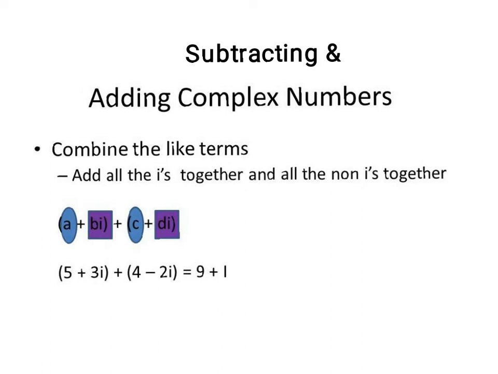So here you're going to add the 5 plus 4, because it's addition in between the parentheses, and that gives you 9. And then you have 3i minus 2i is just 1i, and that should be a lowercase i, but autocorrect must have changed it. So your answer here is just 9 plus i, and you're done.